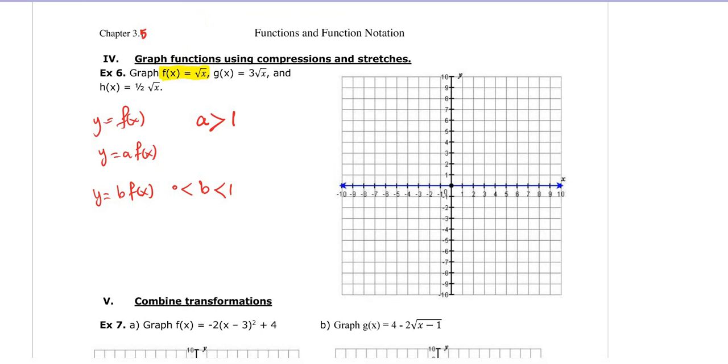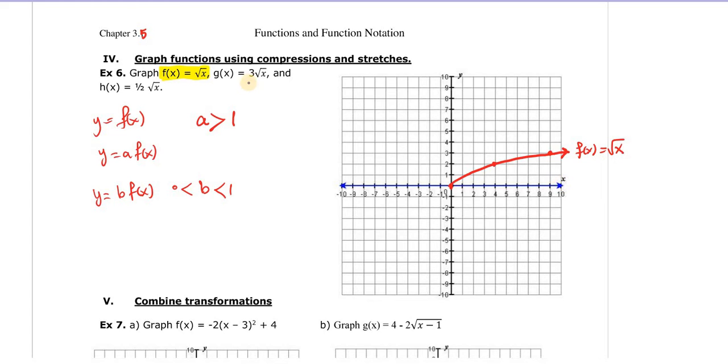So let's see what's going to happen if we have f of x equal to the square root of x. First, let's graph that function. At 0, the function is equal to 0. At 4, the function is equal to 2. At 9, the function is equal to 3. So here is the graph of f of x, which is the square root of x.